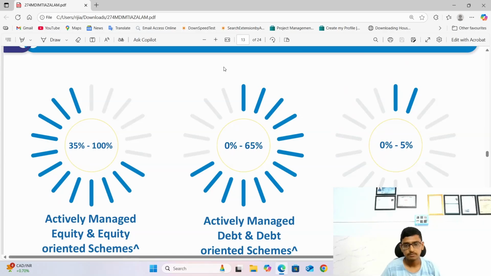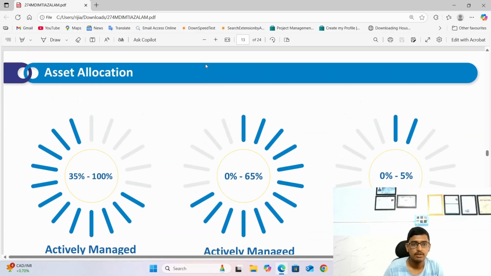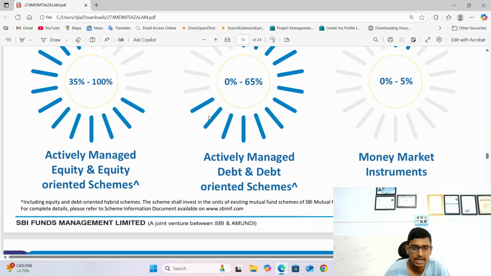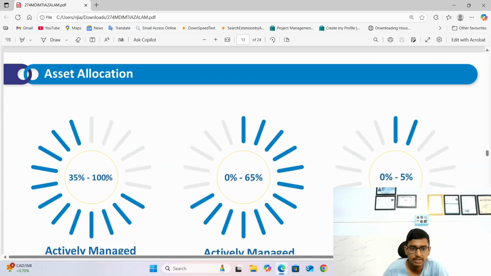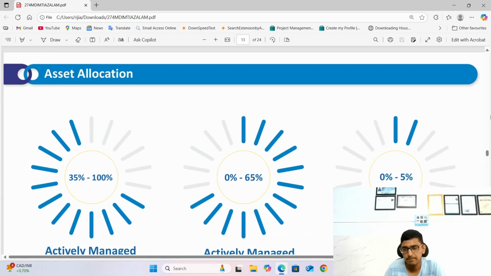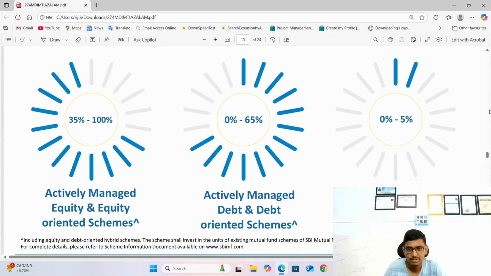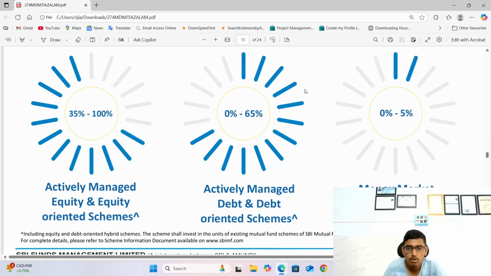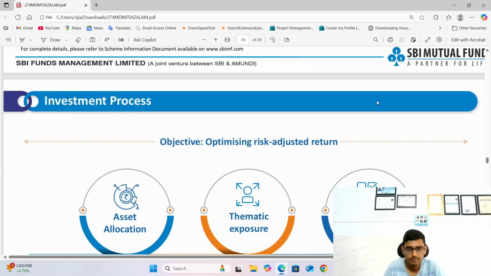Now let's talk about asset allocation. What is the system of asset allocation? For actively managed equity and equity-oriented schemes, the asset allocation is 35 to 100%. For actively managed debt and debt-oriented schemes, it is from 0% to 65%, and money market is a maximum of 5%. So we have all these sectors in our hands.